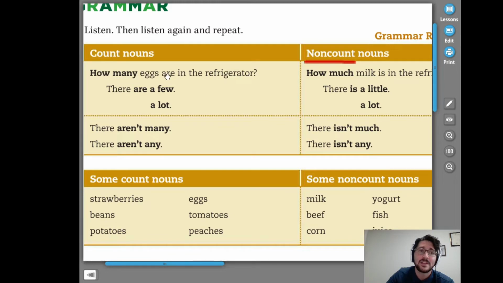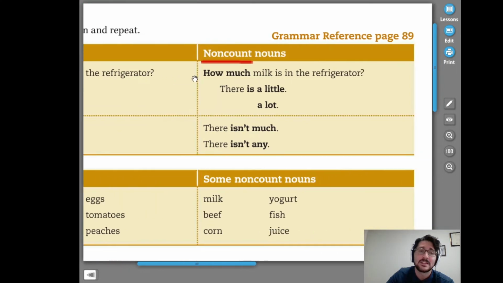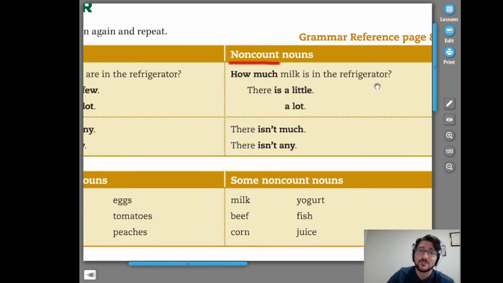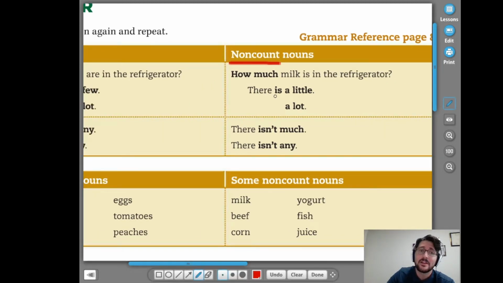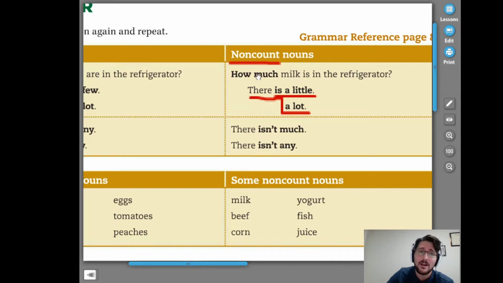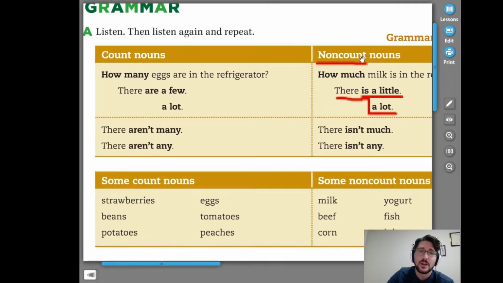아까는 how many eggs are in the refrigerator? This time, how much milk is in the refrigerator? 조금 있으면 there is a little. Okay? 아니면 많이 있으면 there is a lot. So this question, how much milk is in the refrigerator? We can ask in Korean, 냉장고에 우유가 얼마나 있어? Right? How much? So the difference between non-count and count, the way we ask the question.